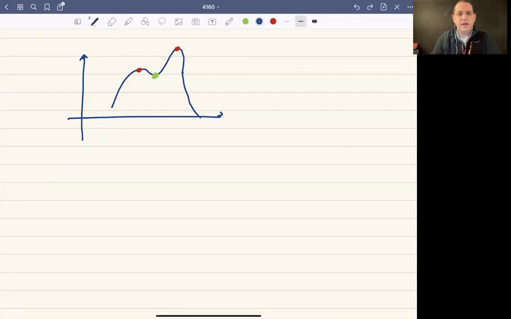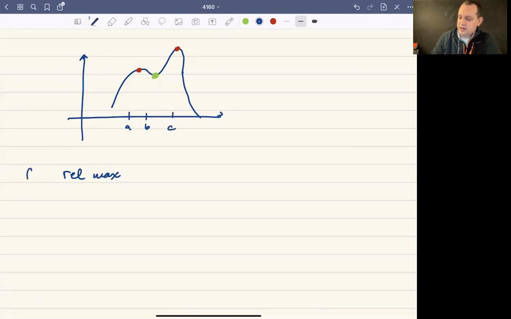So when you see this in Calc 1, generally the way that this is introduced is that a relative maximum is a place where the function is increasing until that point and then decreasing after. And of course that's true, but that doesn't generalize very nicely to functions of many variables. And so what you have to say is that a relative maximum, okay, let's give these values names. So let's say A, B, and C.